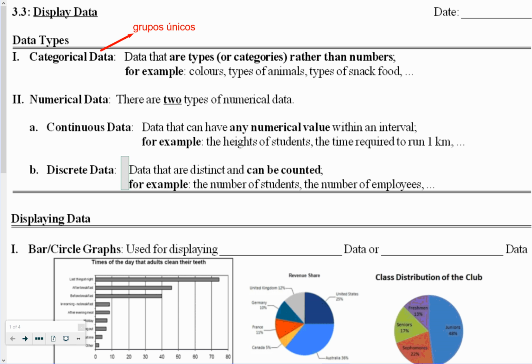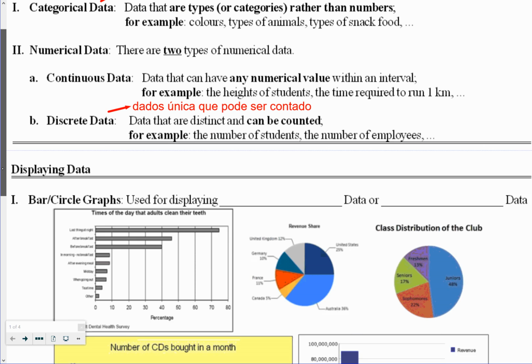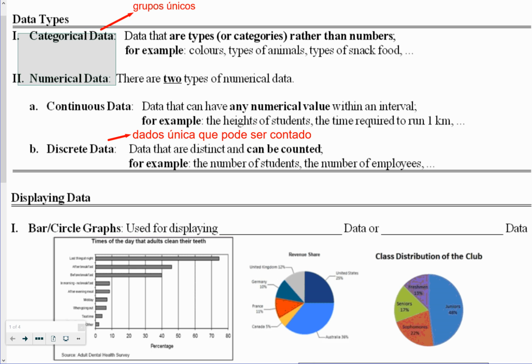When we talk about discrete data, these are distinct pieces of data that we're always looking to be counted. Okay? So when we're talking about that, we're talking about this. I'm not sure how to pronounce that, but it looks like dados única que pode ser contado. Now, when we're talking about the different types of data, we're going to be looking at the categorical data, numerical data, and then we're going to decide whether it's continuous or discrete.